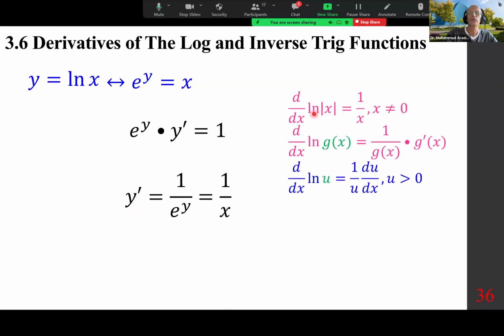So d dx of ln of absolute value of x is 1 over x. X can't be 0. The reason we put absolute value is, as you know, the domain of our natural log is 0 to infinity. If instead of x we have g of x, according to this we flip it over, and according to the chain rule, times g prime of x. Sometimes g of x or u are used. U represents g of x, so 1 over u du dx.